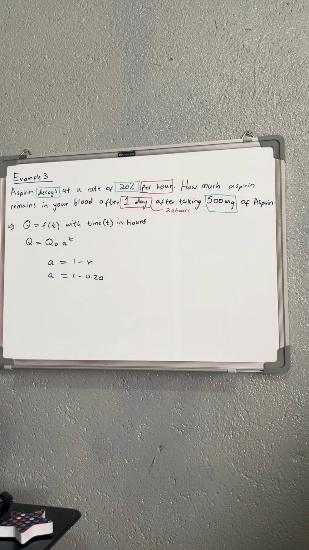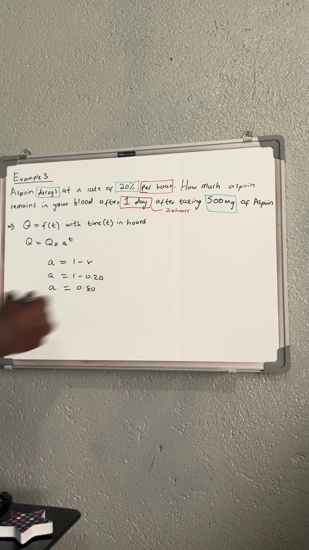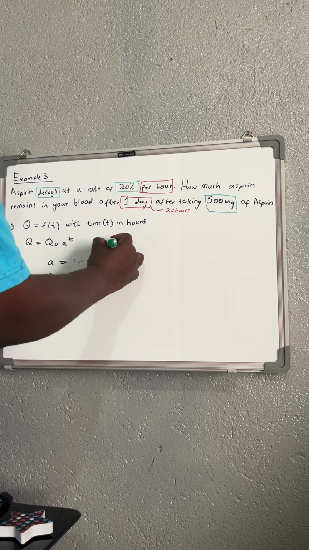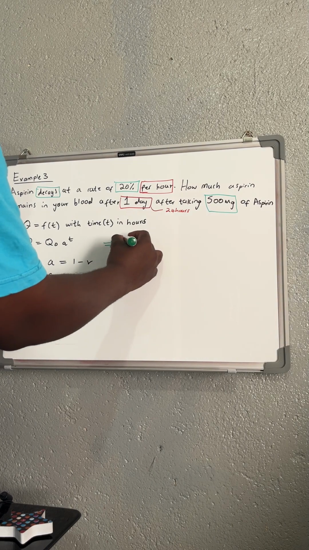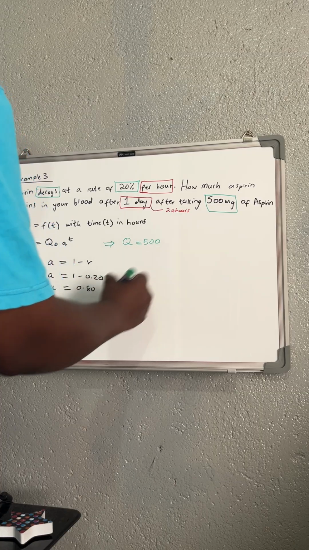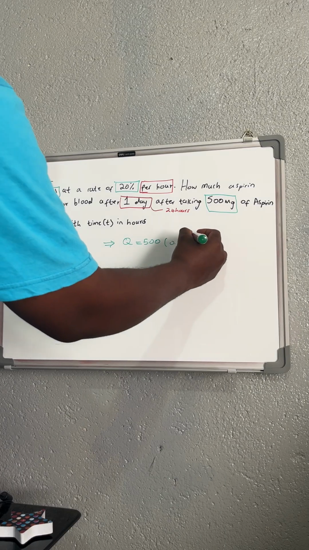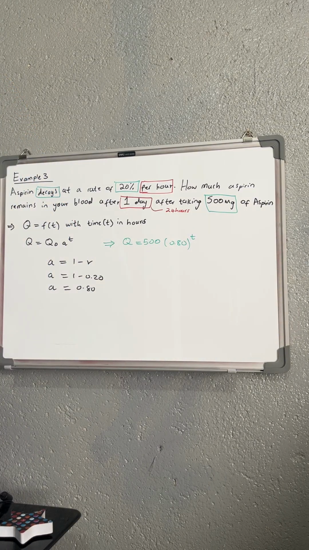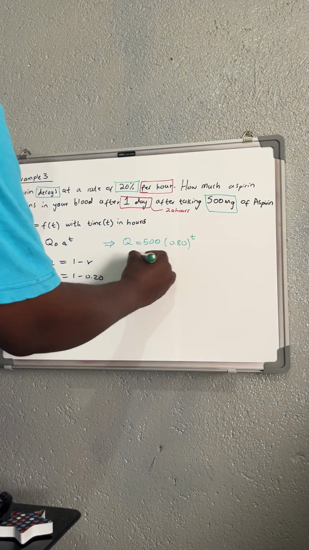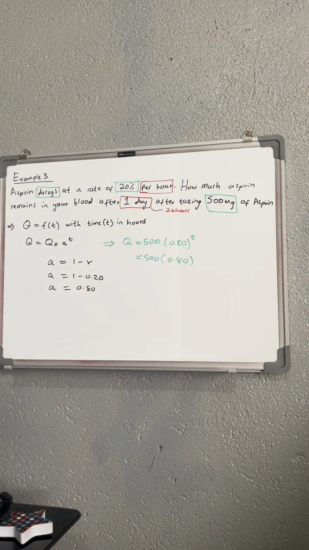Then what would be your new a? You would have your new a of 0.8. So if you have your 0.8 and we have our initial quantity, it means now we can just say we have Q is equal to this initial one, we have 500, then our a is 0.8, then this would be to the exponent t. So now we can say we have this 500 times 0.80 to the exponent t.